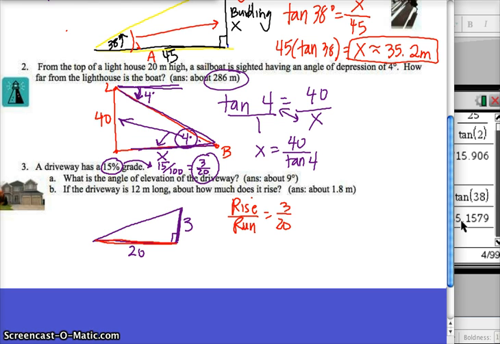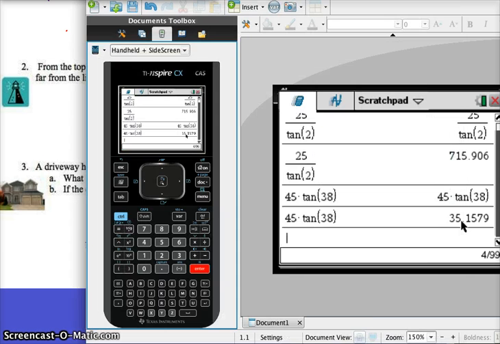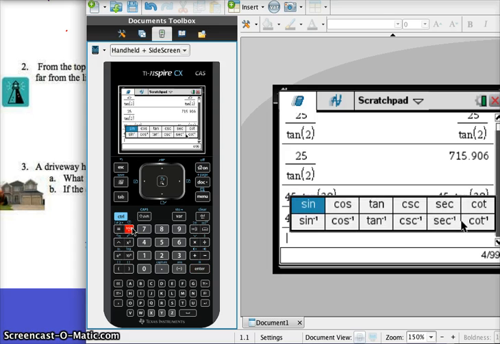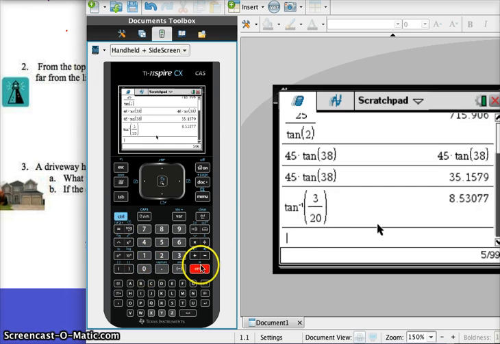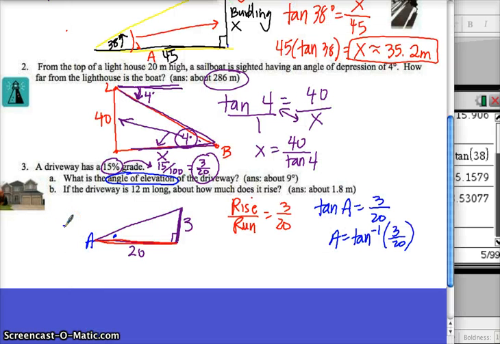So then the question asked, what is the angle of elevation? The angle of elevation, well, that's down here in this corner. So I'm trying to find this measure of angle A. So again, I have tangent of angle A equals 3/20. How do you find an angle? You always do the inverse trig, the inverse tan of 3/20. So remember on your calculator, you do the inverse tan, tan to the -1 of 3 divided by 20, and you push Enter, and I can see that the angle of elevation is about 8.5 degrees, or about 9 degrees.